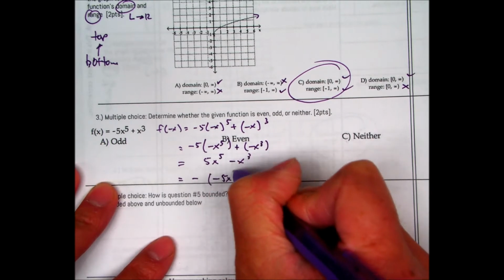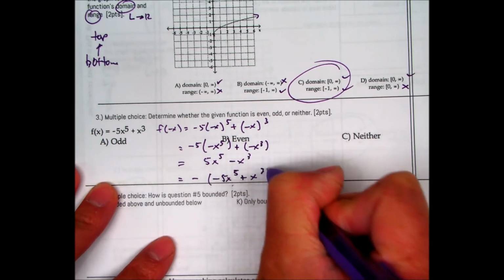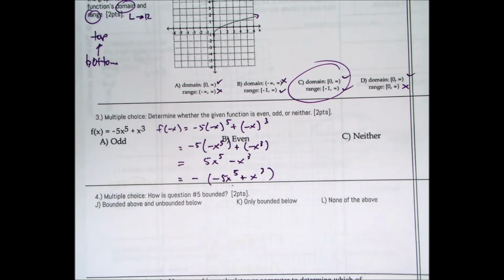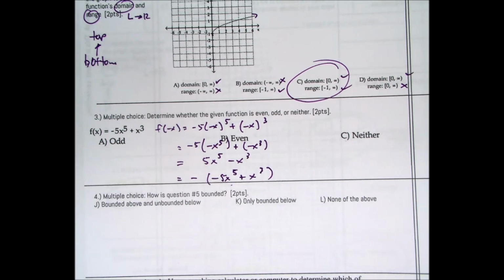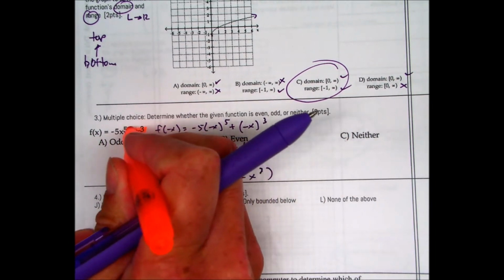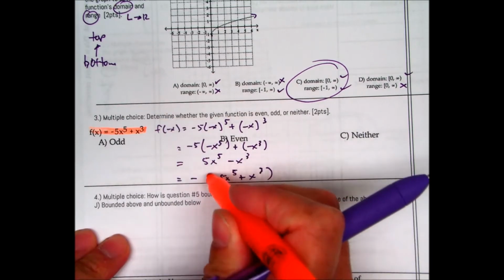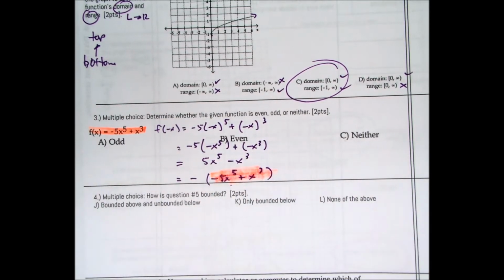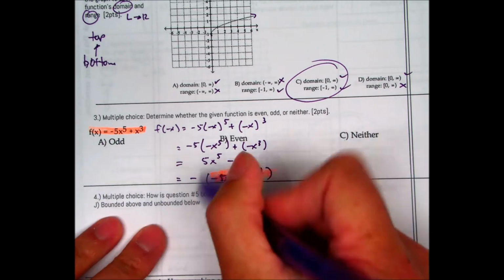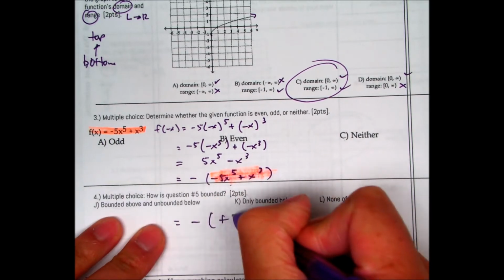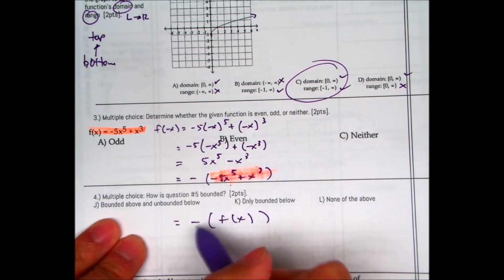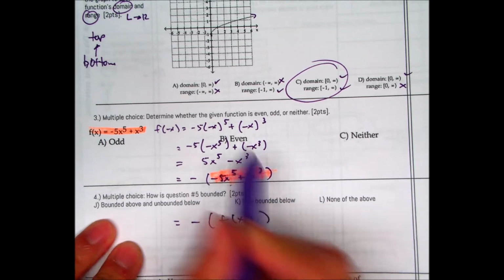And the reason I'm doing this is that you'll recognize that every time I see x to the 3rd, -5x to the 5th, I can write f of x. So let me go ahead and write f of x here. And that means we have the opposite of the original problem, that is odd.